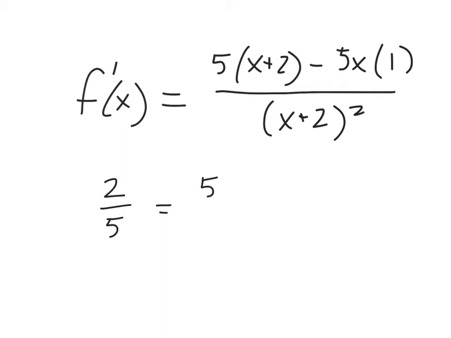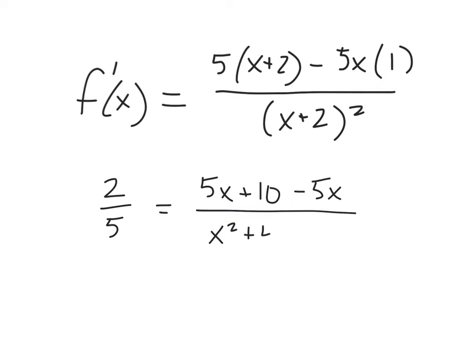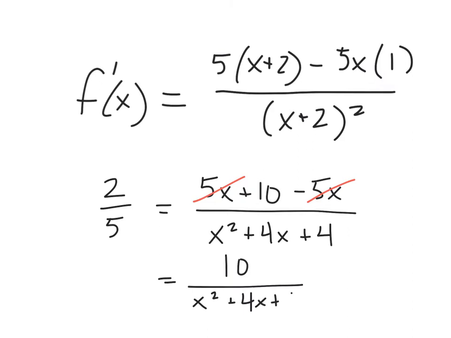So we end up with 5x plus 10 minus 5x all over x plus 2 squared, and that's going to come out to x squared plus 4x plus 4 on the bottom. You'll notice that this 5x and this 5x are going to cancel each other out. So we end up with 10 over x squared plus 4x plus 4 equals 2/5. This is another good point. If you want to pause it and try to solve this equation yourself, you can do that, and then I'll show you the answer.